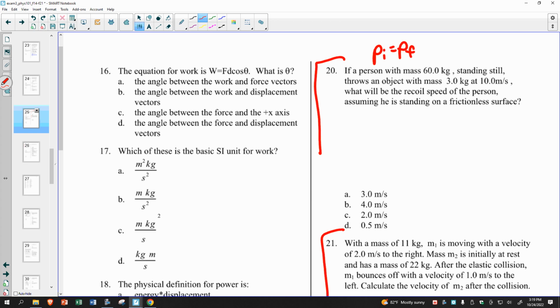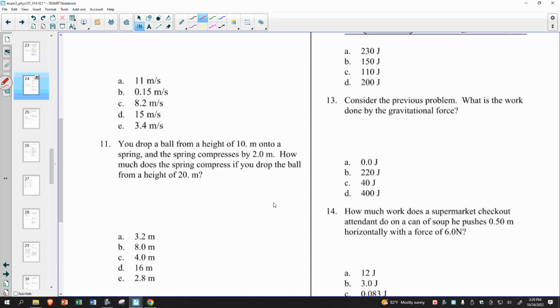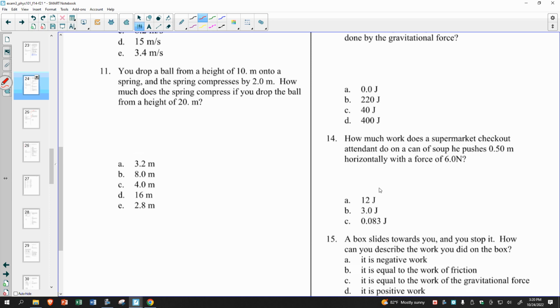Number 4, 2019. The supermarket checkout? Yeah, I want to know the work. So this person is applying a force of 6 newtons, and they make the cart move across a distance of 0.5 meters.